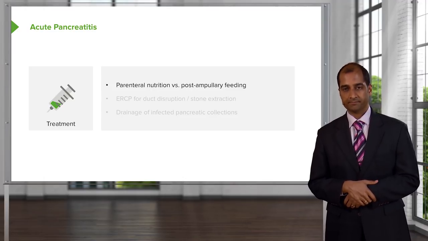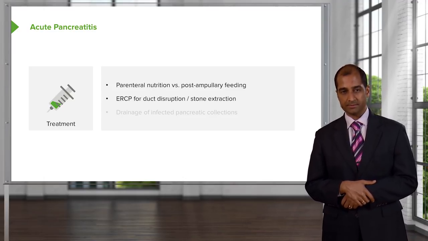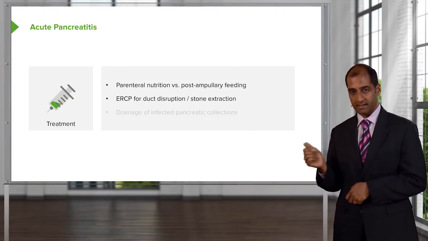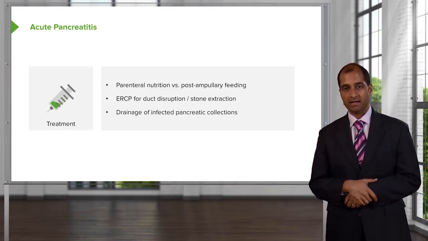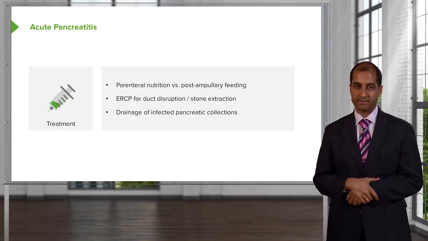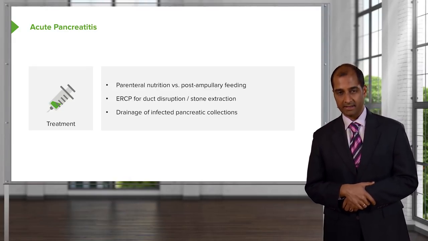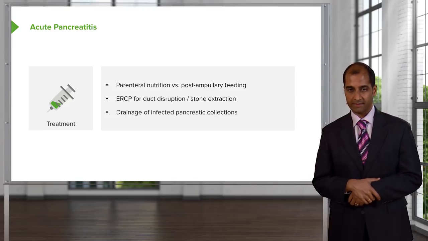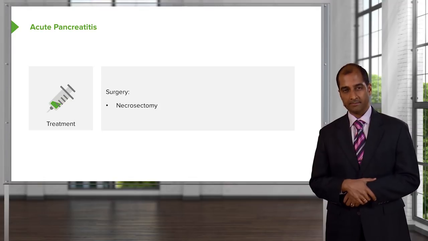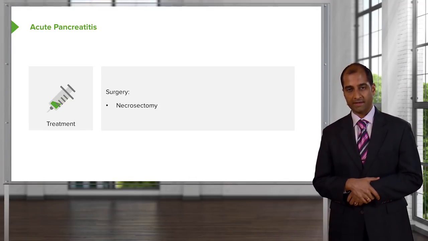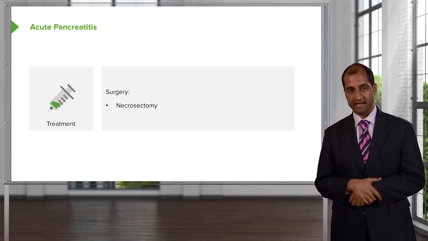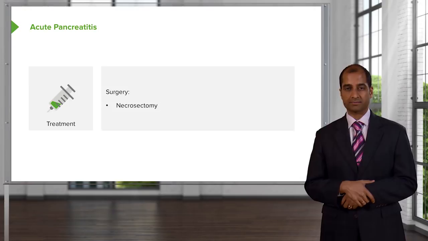Parenteral nutrition, ERCP for duct disruption. I mean to say there might be, you need to remove a stone, but be careful with that. You might cause damage. And if there are going to be abscesses and pseudocysts that we'll talk about in a little bit, then drainage of infected pancreatic collection is definitely something that you want to think of and do. At some point, perhaps surgery is required, and you start thinking about necrosectomy. In other words, you need to get in there and make sure that you prevent any further damage, and surgery might be last resort.